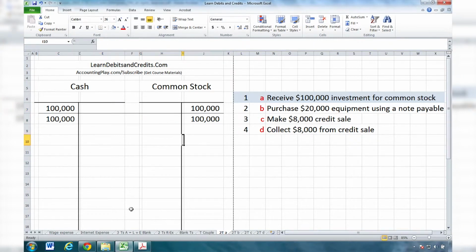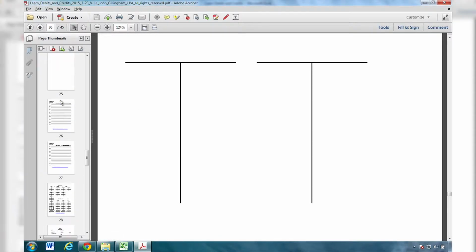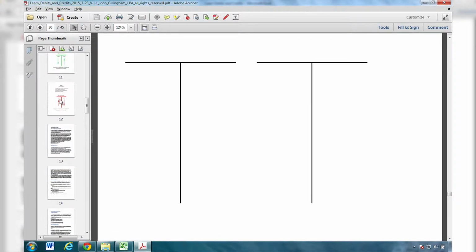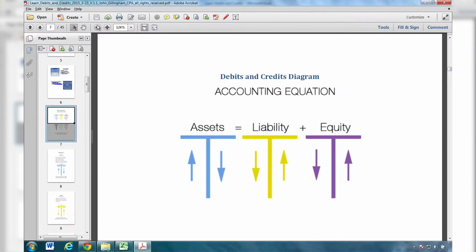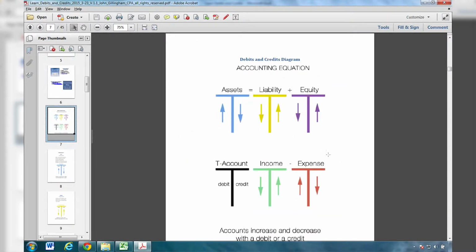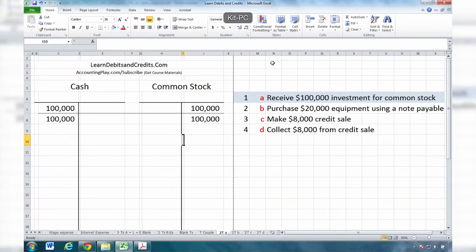So there we go, 100,000, 100,000. If you need to review the schematic of how things increase and decrease, we know that here we have equity up with the credit, cash up with the debit. Debits equal credits. Your equation is in balance. Life is good.